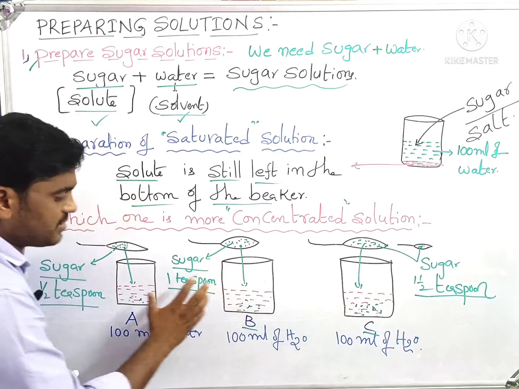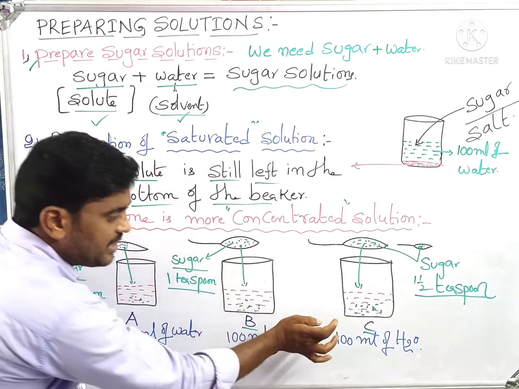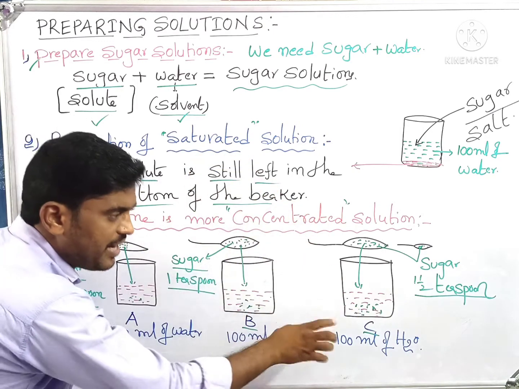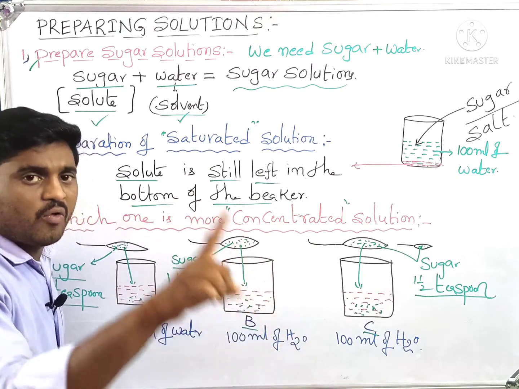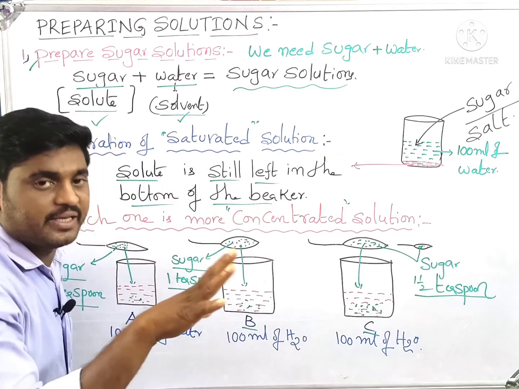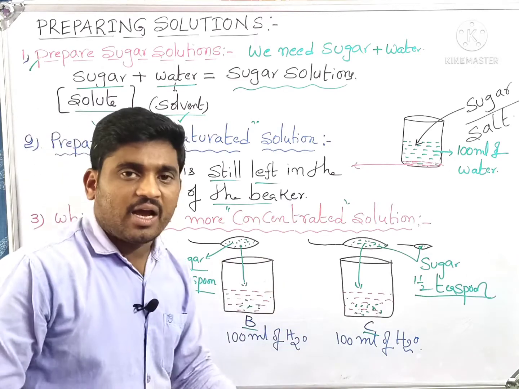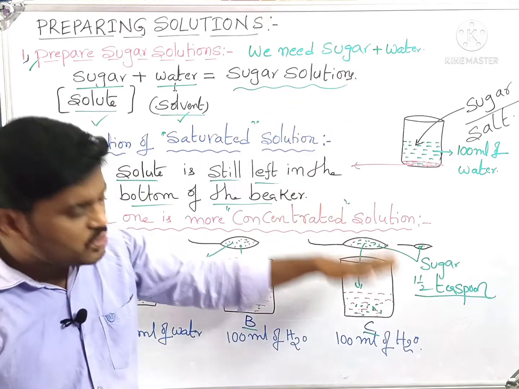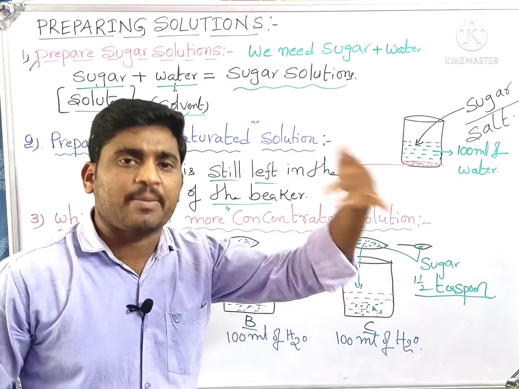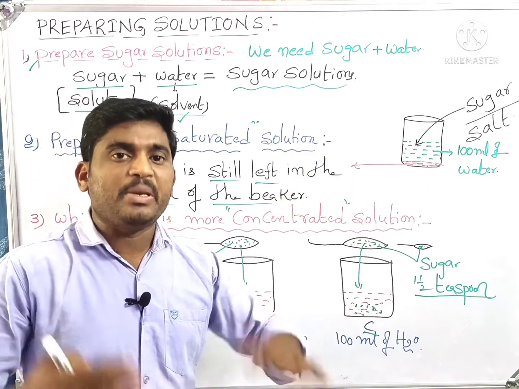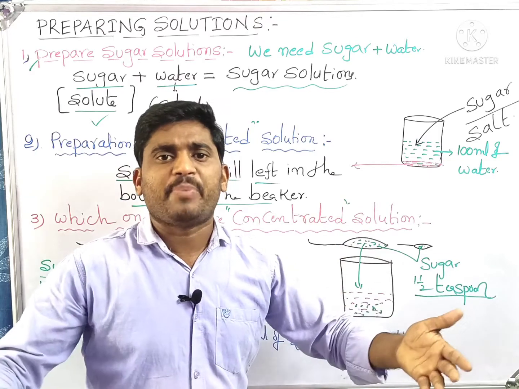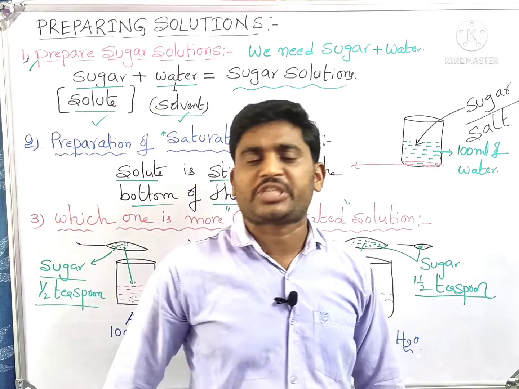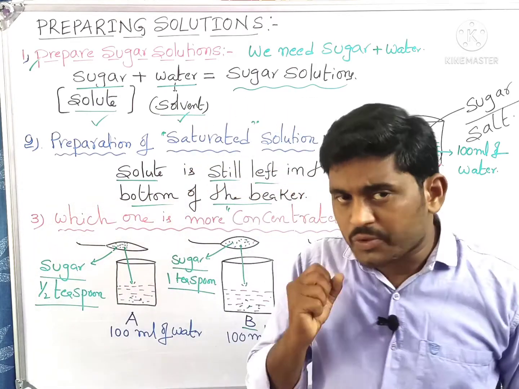So compare the three beakers. Between the A, B, C beakers, C beaker contains the concentrated solution. Why? Because inside the beaker in 100 ml of water 1.5 teaspoon sugar is present. So that's why C beaker has the more concentrated solution. These three solutions are very useful in the next activities in this lesson. That's why before going to the activity we prepare some solutions. One is sugar solution, second one is the saturated solution, then third one is concentrated solution.